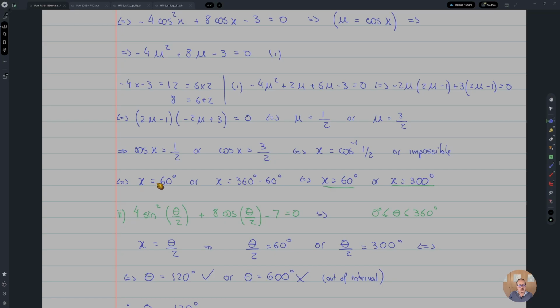So I know that I will have another cosine with the same value if I do 360 minus the angle. And this is within the interval. Okay, so I have 60 degrees and 300 degrees, and this is going to be the answer.